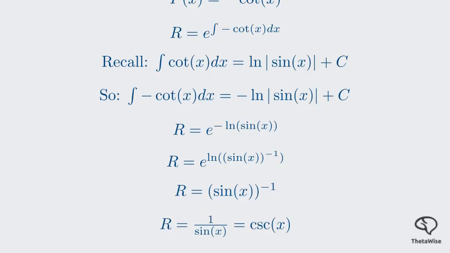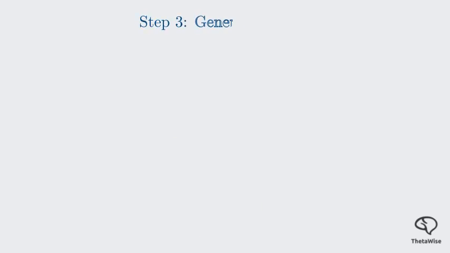So, our integrating factor r is cosecant x. Great job! We've found our integrating factor. Now that we have our integrating factor, we can proceed to the third step, the general solution. We use the general solution formula for linear first-order differential equations.